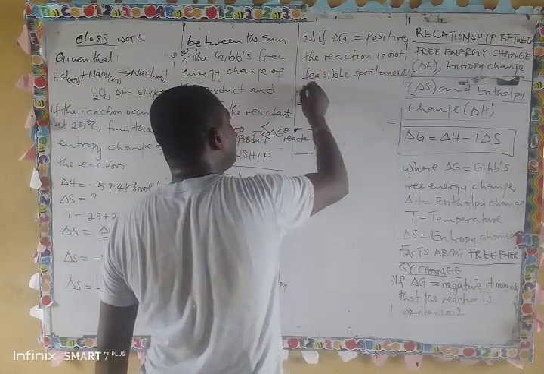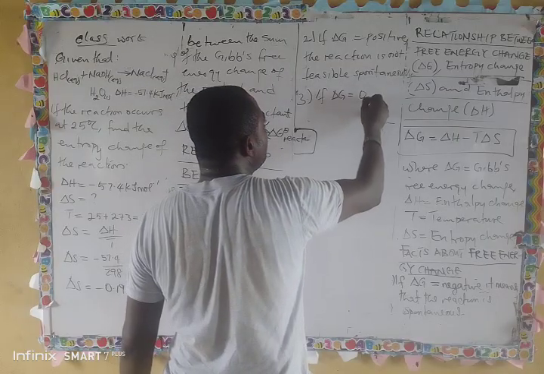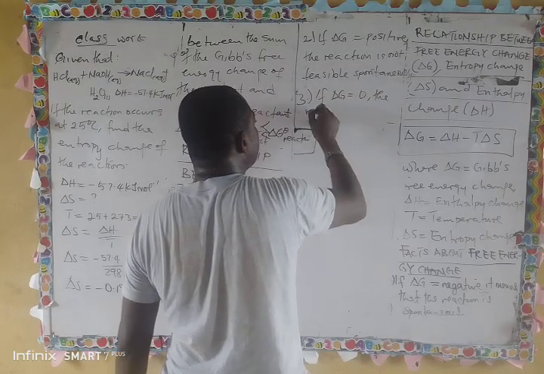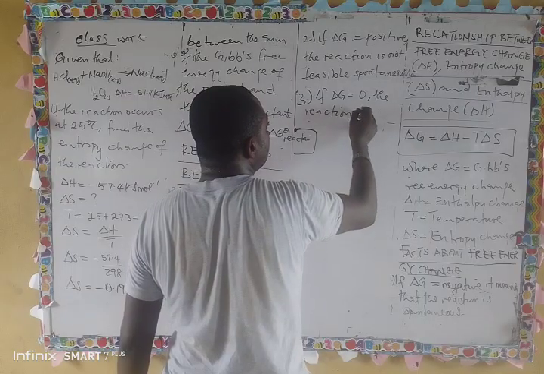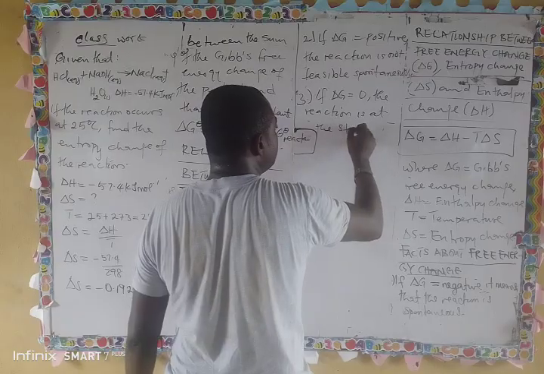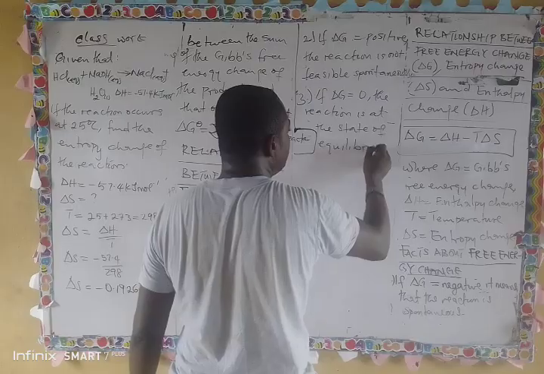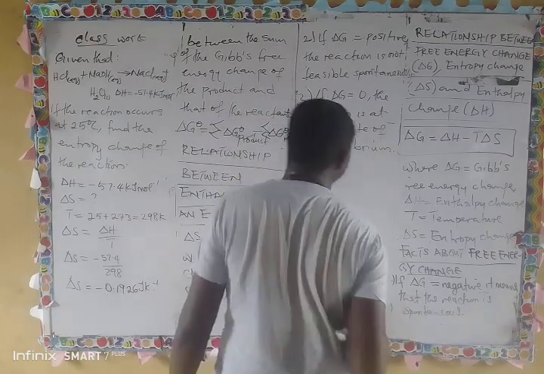Then point number 3: if delta G is 0, the reaction is at the state of equilibrium.